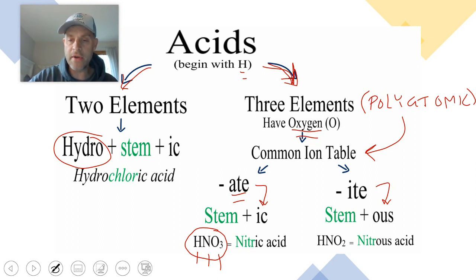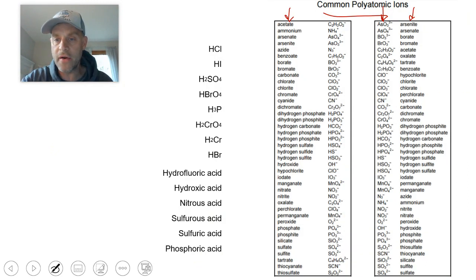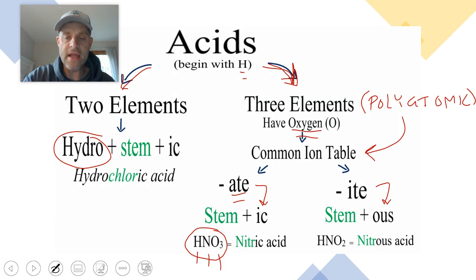So I'd go this way. All right, HNO3. I'd have to go to my polyatomic ion table and ask, where is HNO3? Well, H is hydrogen, so I have to find NO3. Here it is, down here. NO3 is nitrate. So the stem is nitr, and then I'm going to add ic, so it becomes nitric acid. Done.